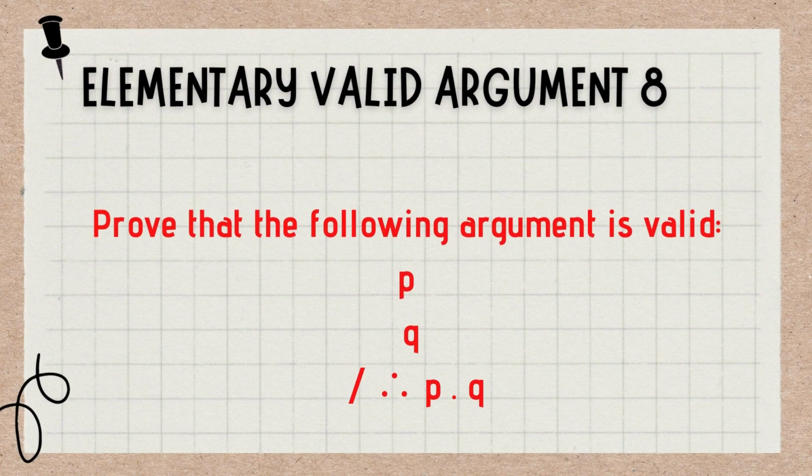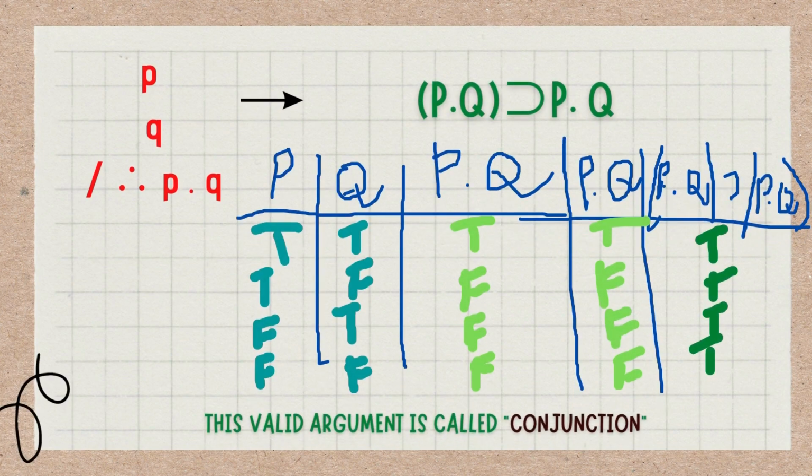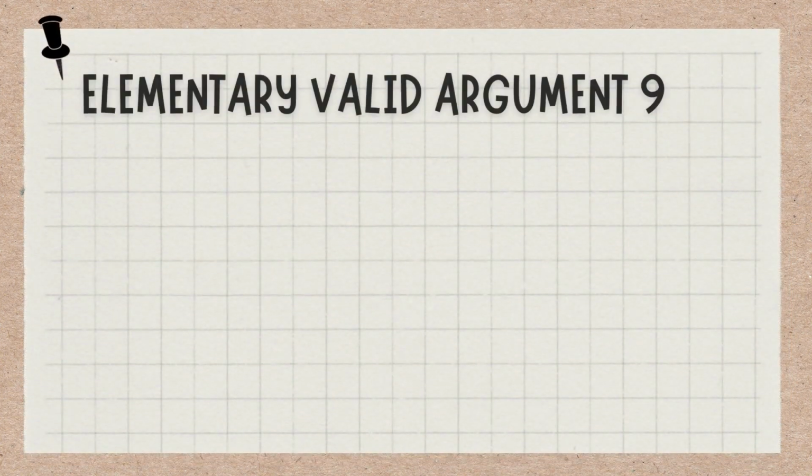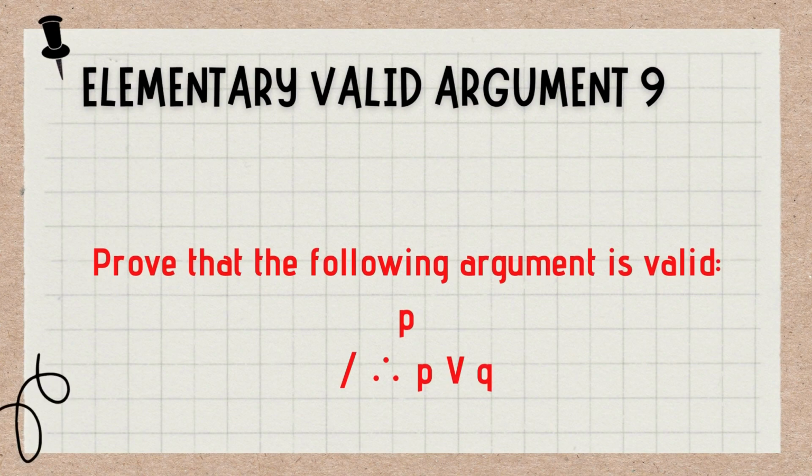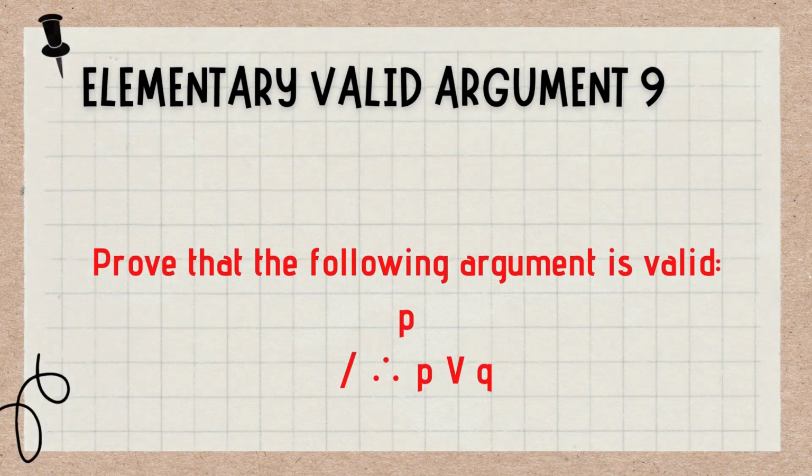So the next valid argument is P, Q, therefore P conjunction Q. In the same way, we will be solving it using the truth table, and we got all the values in the conclusion as true. So this is a valid argument, and this is what we call conjunction. Now, last but not least, we have P, therefore P disjunction Q.